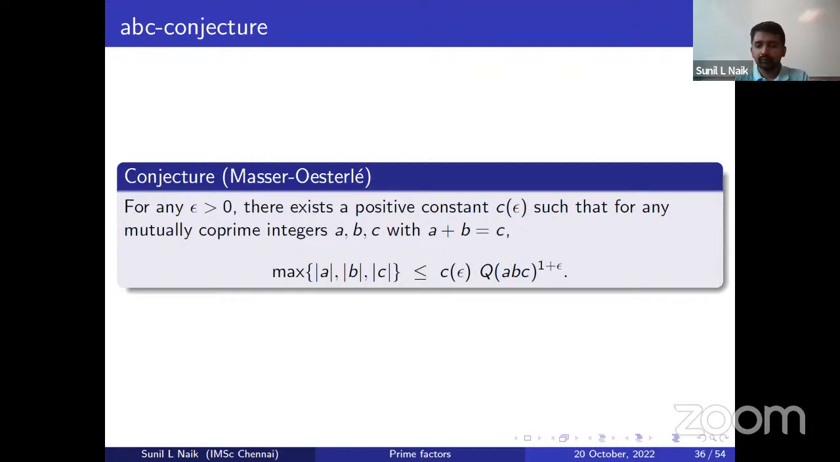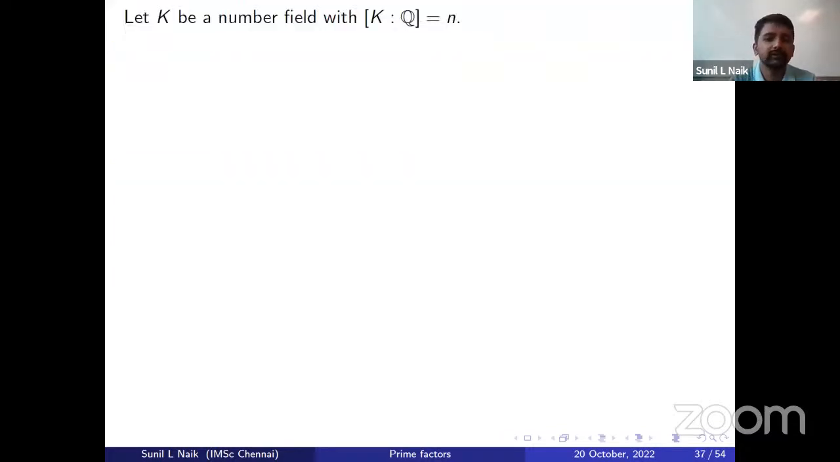Frey proposed a number field analog of the ABC conjecture. Before stating the conjecture, let us recall a few facts from algebraic number theory. Let K be a number field with degree of extension equal to n.